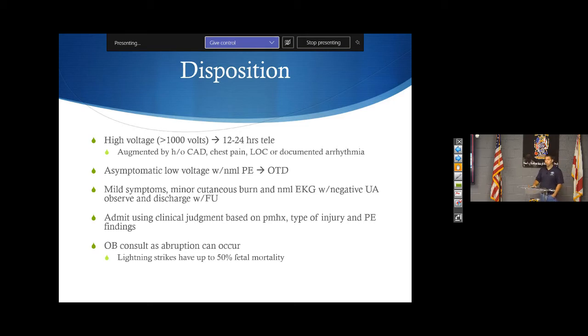So if you work in a location such as that, you may want to consider bringing them to a facility with those capabilities because they can get placental abruptions. Most commonly, lightning strikes can have up to a 50% fetal mortality. And that's all I got.